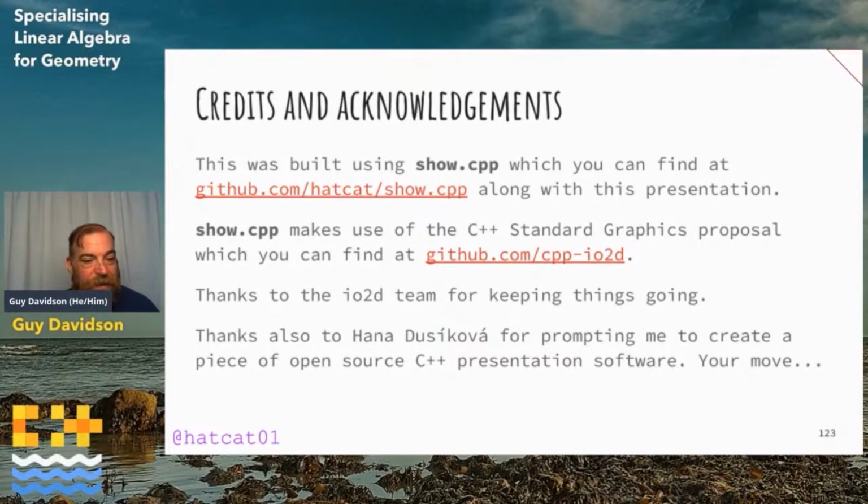Right, I shall be lurking at my table in Const West. And thank you for turning up. I hope you've read the credits and acknowledgements screen. The C++ standard graphics proposal is still underway. Goodness knows when it'll see the light of day. And of course, as you can probably imagine, this geometry proposal is simply a part of this, as is the linear algebra proposal and my upcoming color proposal. Thanks for attending. I hope you enjoy the rest of the conference.